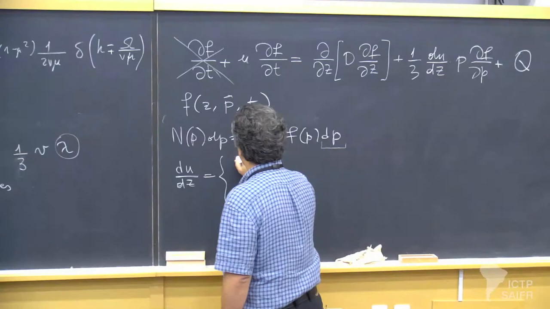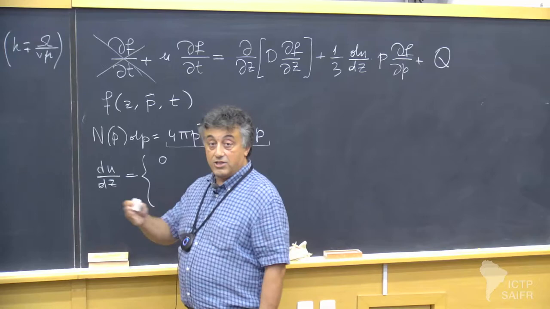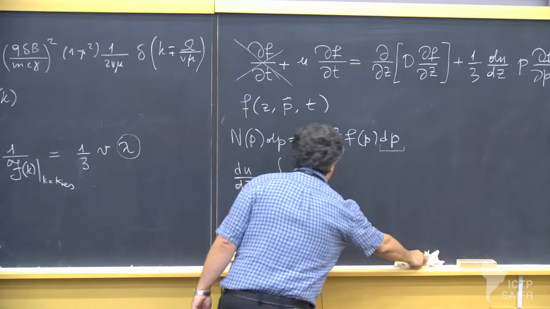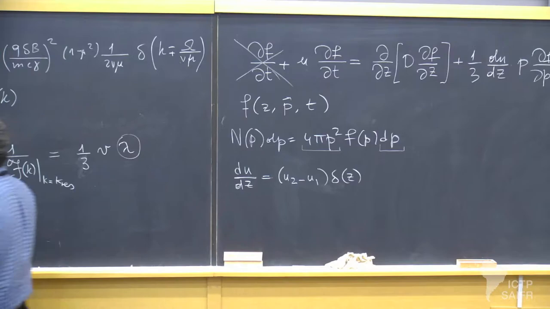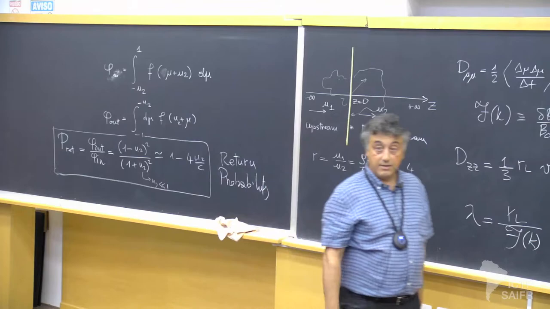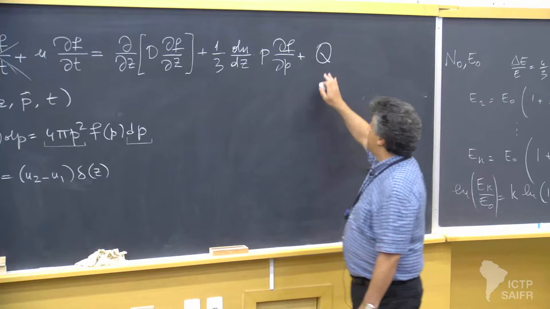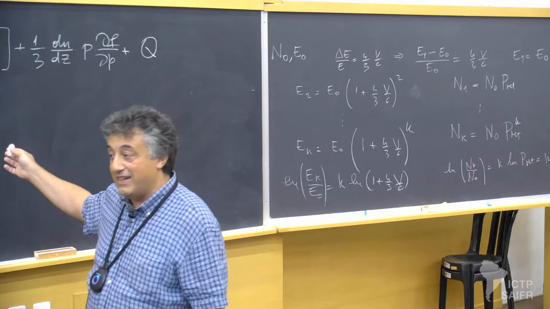It's zero everywhere, but the jump is u1 minus u2 at the shock. Therefore, I can simply write this du/dz as (u2 minus u1) delta of z, u2 minus u1 because the axis is directed this way. So u2 minus u1 delta of z, right? This term q, you didn't have this term there, but you need one because this is a linear equation, which means that in order to have something in the end, you have to inject it. So that term is the injection term.